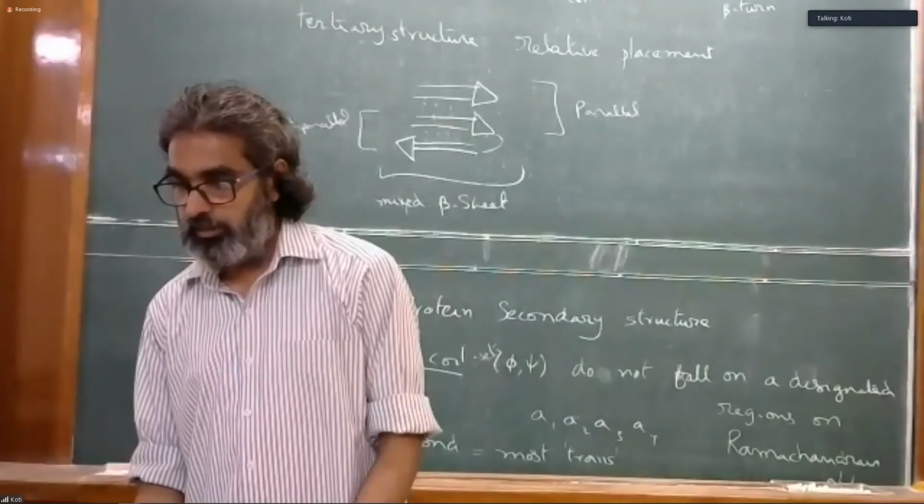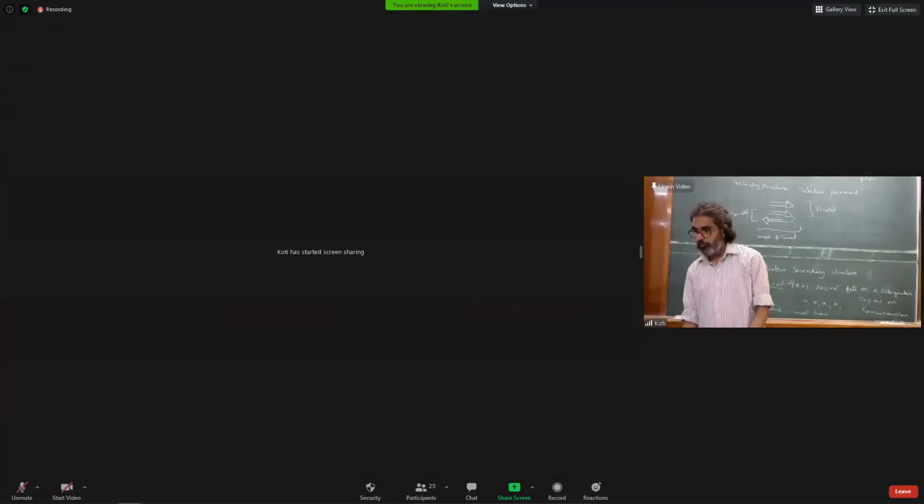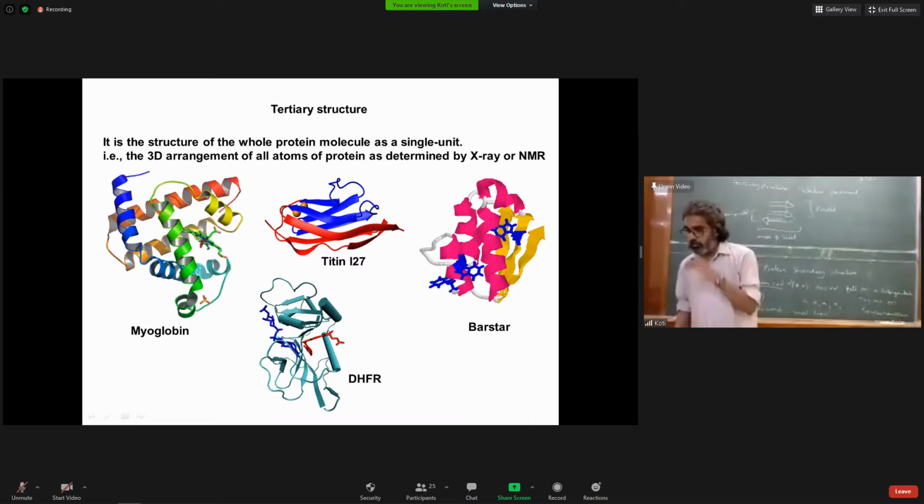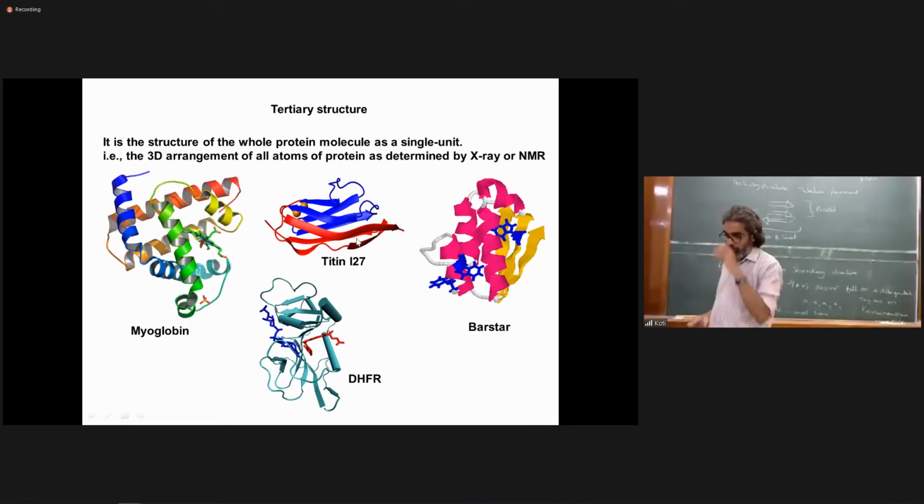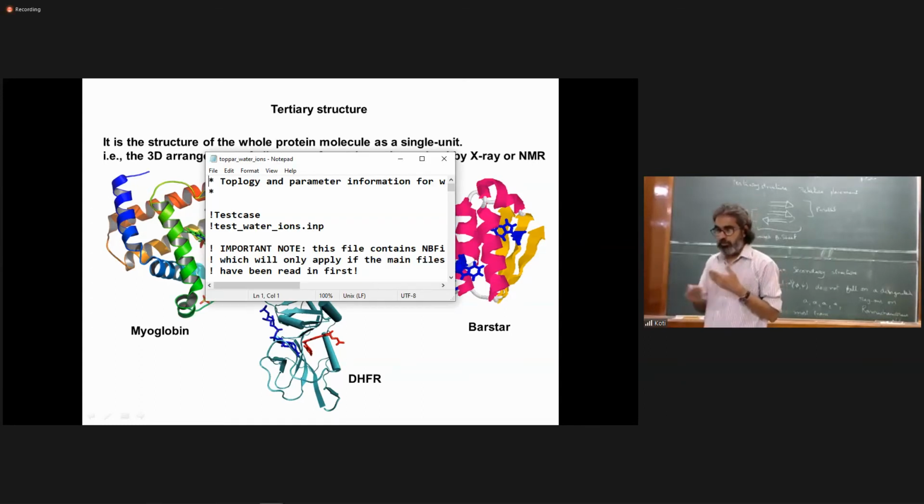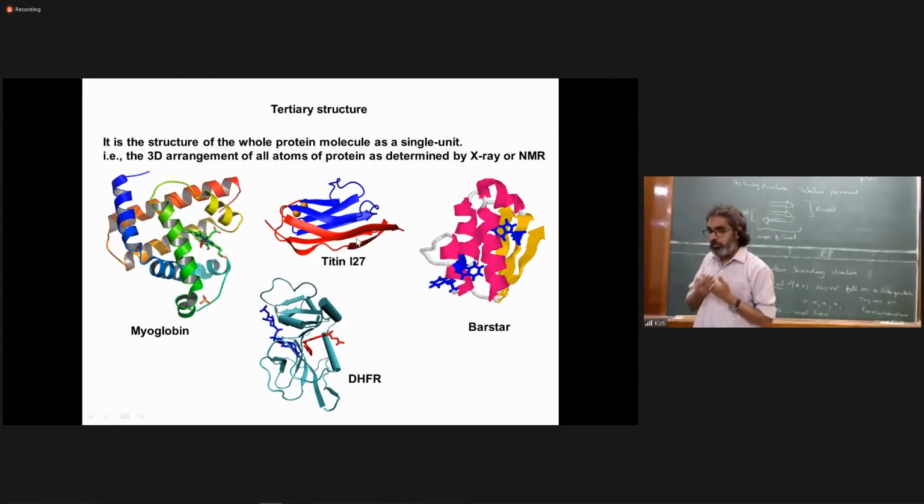Okay, so the second thing is, if you see carefully the central structure, you have strands which are in front, and then there are certain strands which are actually behind. You see? So these are now called beta sheets, two beta sheets. One is at the back, and actually they overlap. So this is called a beta sandwich structure. Okay, so you can have a beta sandwich.